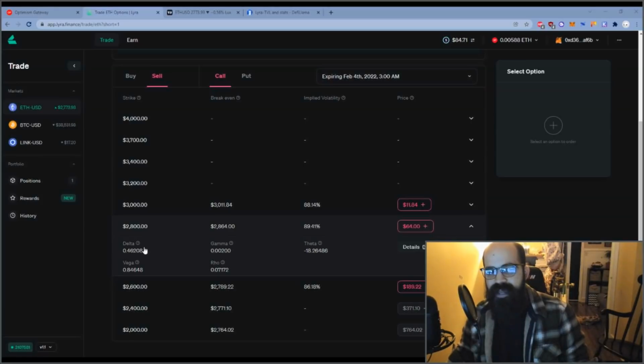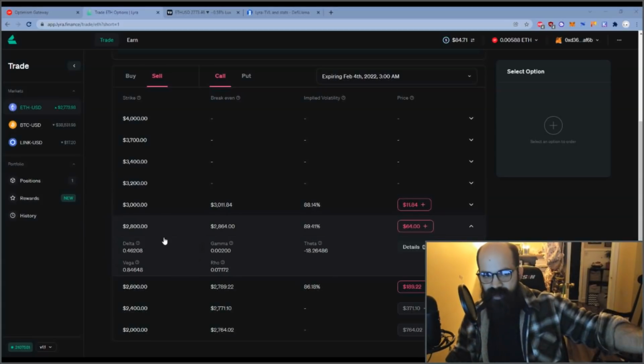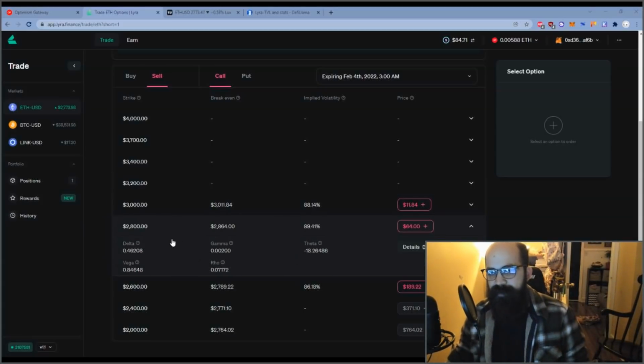So the chance that Ethereum is above $2,800 by 3 a.m. on February 4th is roughly, according to the metrics used here, 46%, right? So less than half, but still 46%. So there's a good chance that this option will expire in the money. In the money simply means that you will have to sell your Ethereum, and that's that. So the option will be exercised.